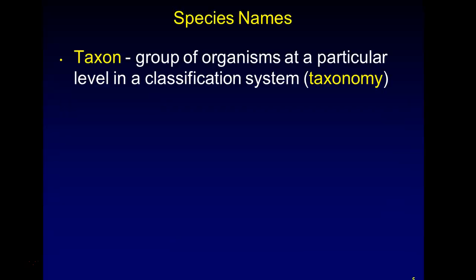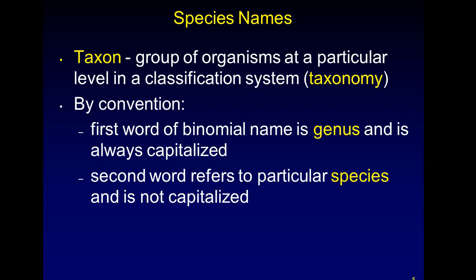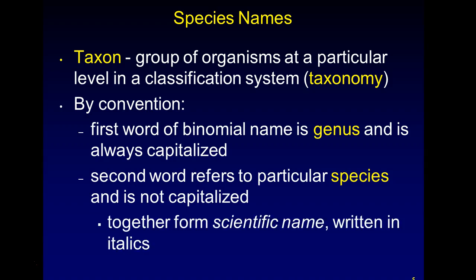All right, so taxon. This is important. The groups of organisms at a particular level in a classification system is taxonomy. By convention, the first word of the binomial name is the genus and is always capitalized. The second word refers to a particular species and is not capitalized. So we're going to get into what genus and species are. But when you're asked for the binomial nomenclature, we're asking you to tell us the genus and the species. And whenever you write it down, it either needs to be italicized or underlined. The genus needs to be capitalized, species is not capitalized. So that's our scientific name.